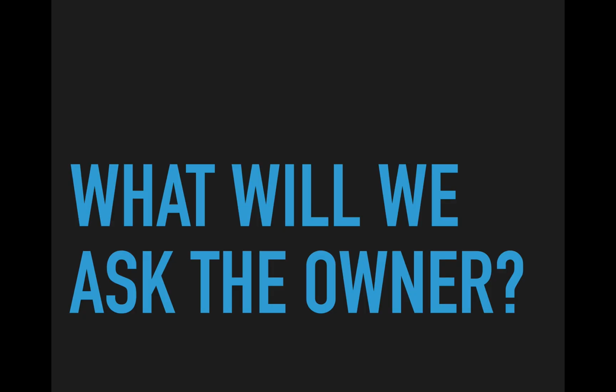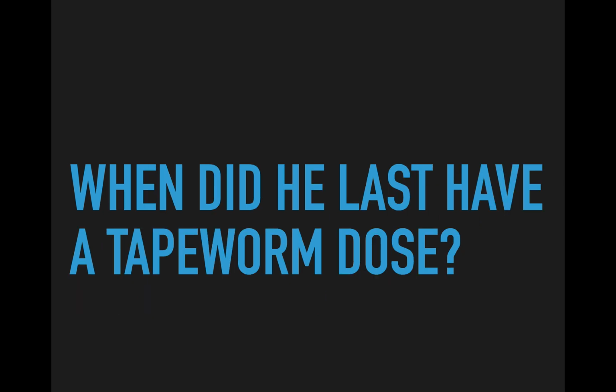In terms of what we do next, there's a question we want to ask the owner. So again, thinking about the information we have so far, there's one more question we want to ask. And that question is, when did he last have a tapeworm dose? So tapeworms in horses are a common cause of intermittent spasmodic colics. The tapeworms tend to accumulate at the ileocecal valve, particularly the Anoplocephala perfoliata species, and they often give rise to this type of mild spasmodic colic.